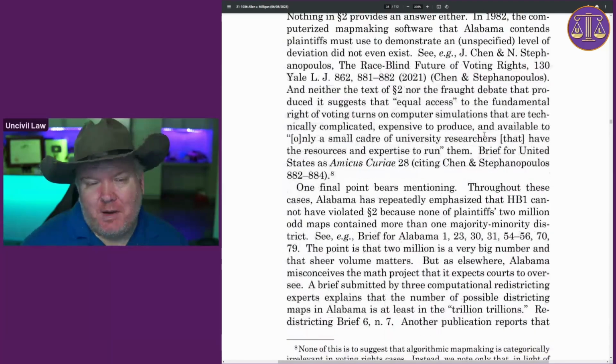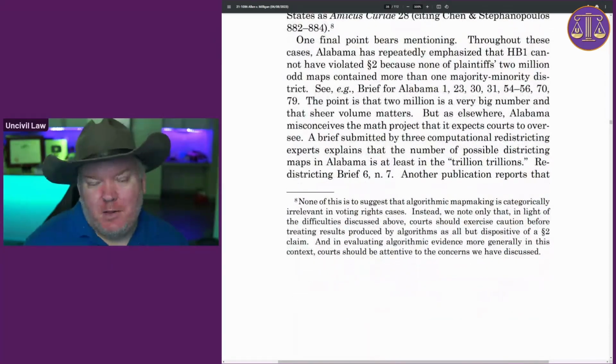One final point bears mentioning. Throughout these cases, Alabama has been repeatedly emphasizing that the law cannot violate Section 2 because none of the plaintiffs' 2 million odd maps contain more than one minority-majority district. The point is 2 million is a very big number and the sheer volume matters. But as elsewhere, Alabama misconceives the math project it expects the courts to oversee. A brief submitted by 3 computational redistricting experts explains the number of possible redistricting maps is at least in the trillions of trillions.